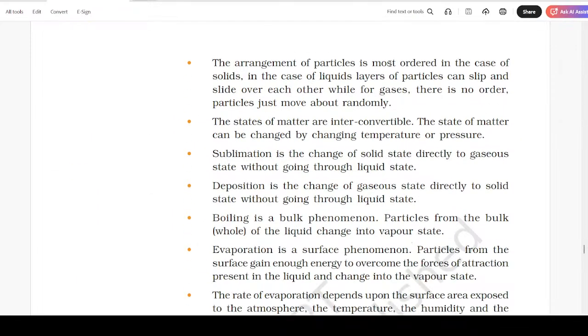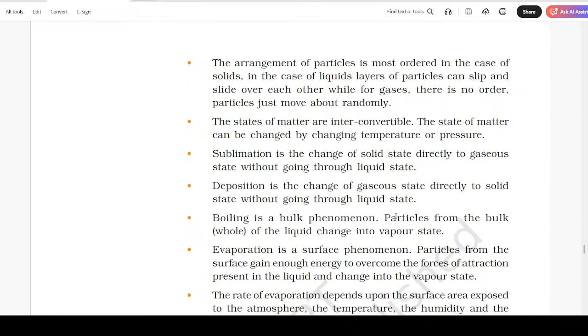The arrangement of particles is most ordered in the case of solid. In the case of liquid, layers of particles can slip and slide over each other, while for gases, there is no order. Particles just move about randomly. The states of matter are interconvertible. The state of matter can be changed by changing temperature or pressure. Sublimation is the change of solid state directly to gaseous state without going through liquid state. Deposition is the change of gaseous state directly to solid state without going through liquid state.